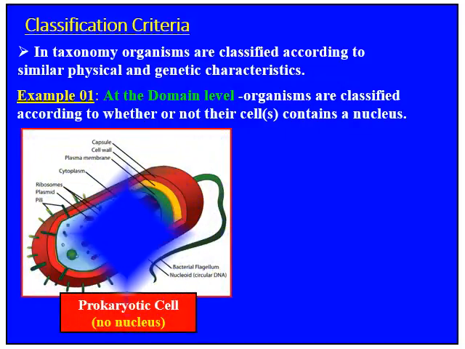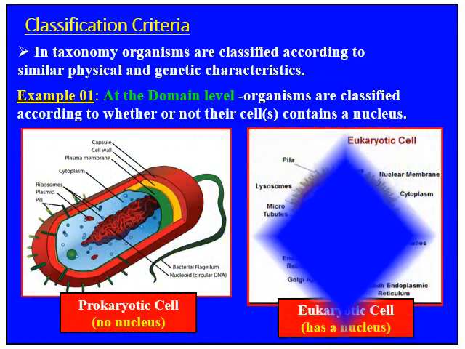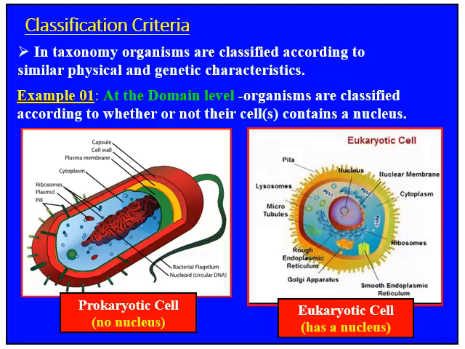So at the domain level, organisms are classified according to whether or not their cell or cells contain a nucleus. And you talked about prokaryotic and eukaryotic cells last year, and so we're going to look at the difference. Most of the organisms we talk about when we discuss our classification key are in this eukaryotic cell section. These are the cells that have a nucleus. And excuse my circle there. But these are the ones that have a nucleus in the center of the cell.